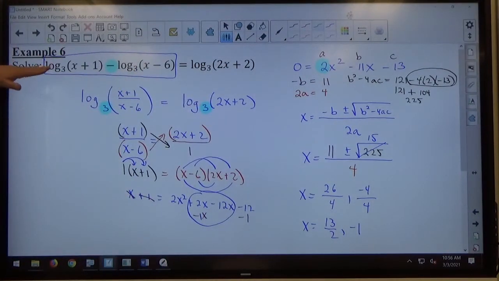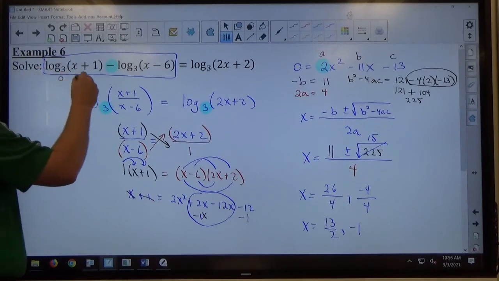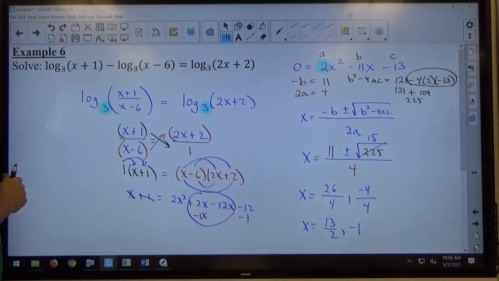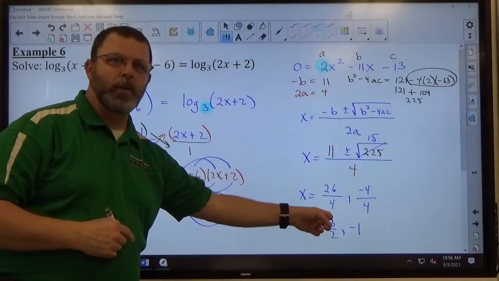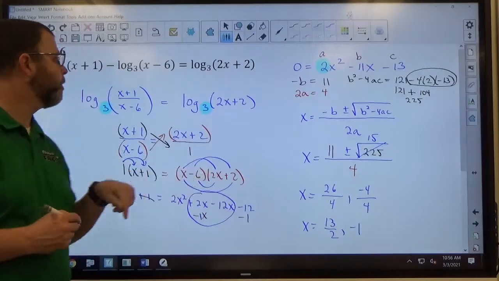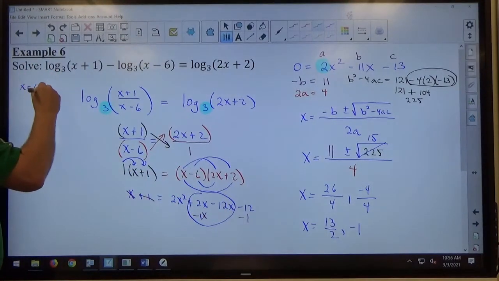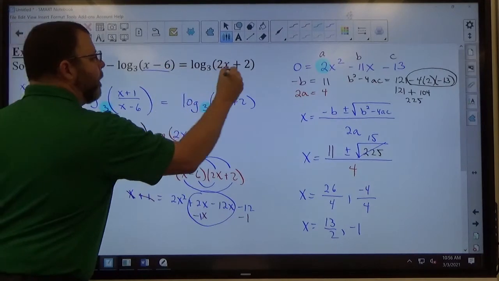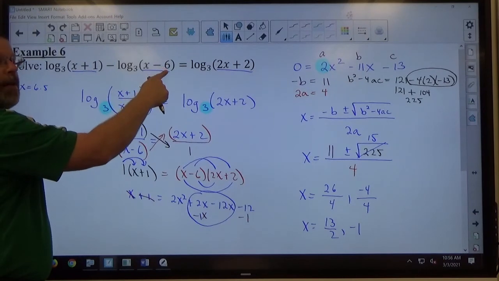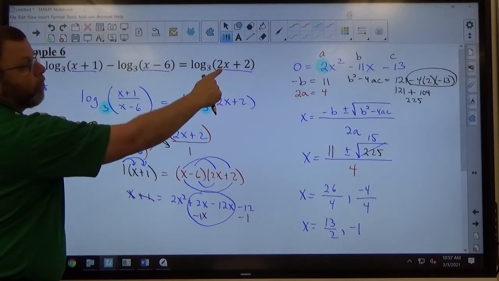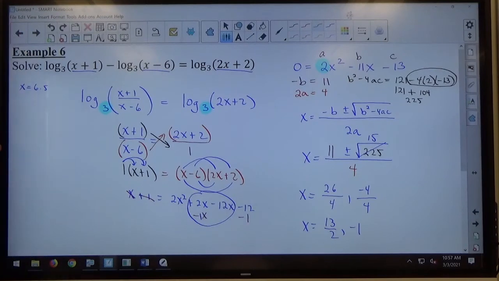As before, I have a logarithmic equation. The rules of logarithms require that every argument in the original problem is positive. So I'm testing the arguments with the answers. For the sake of simplification, I'm going to make this 6.5 when I'm evaluating. 13 halves is 6.5. So I'm testing x equals 6.5 here, here, and here. 6.5 plus 1 is positive, specifically positive 7.5. Again, the number doesn't matter, only positive matters. 6.5 minus 6 is positive. 6.5 times 2, 13 plus 2 is positive. So everything's positive with 6.5, so 6.5 is a perfectly fine answer.